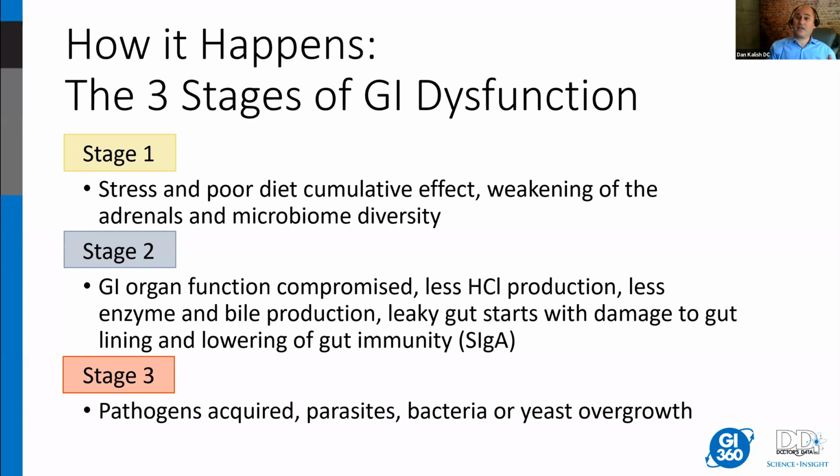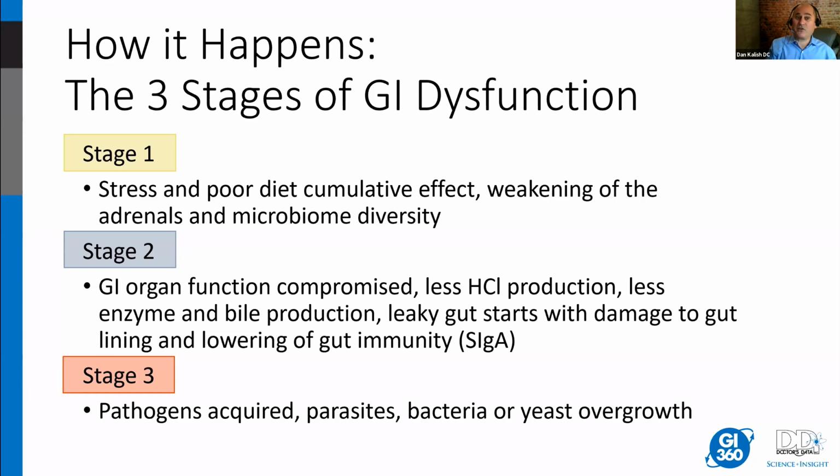Three stages of GI dysfunction. They're progressive. Stage 1 is due to stress and poor diet, having this cumulative effect. There's a weakening of secretory IgA. There's a weakening of the adrenal glands. There's a stress component. There's inflammation, all the things that we associate with insulin problems and bad diet, and the inflammation from all the poor foods that people are eating. And there are also problems with microbiome diversity, right?